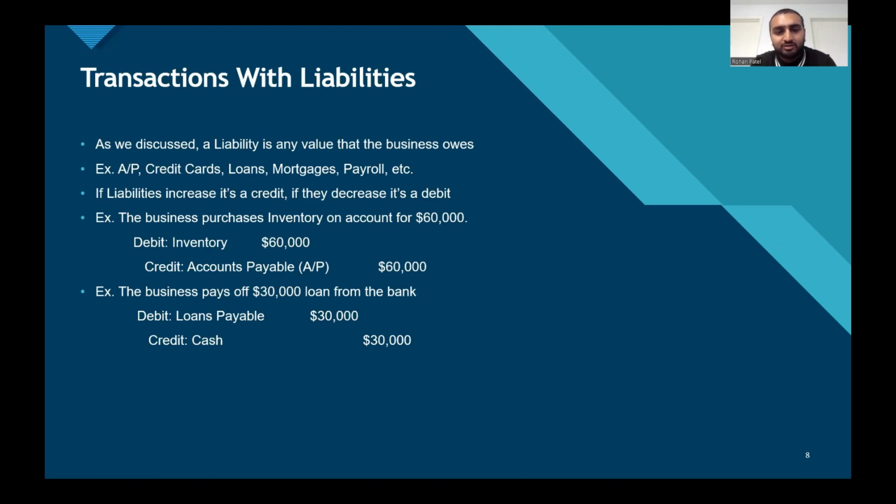Since we paid it off, cash is being used, and since cash is an assets account, to decrease assets accounts, we credit it. So we would decrease cash for $30,000, and to decrease it, we would credit the cash account.